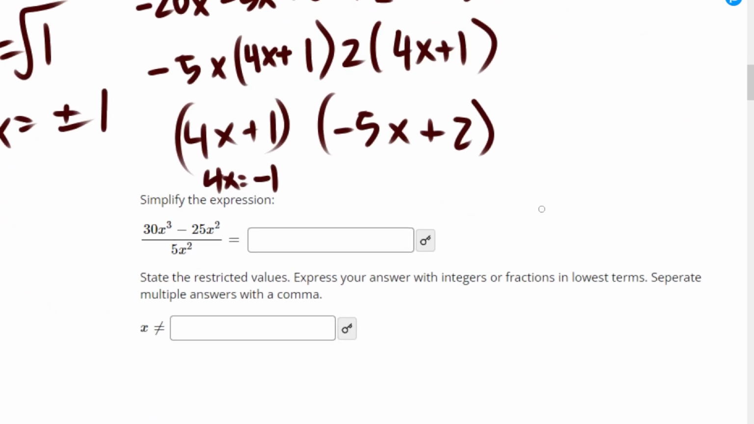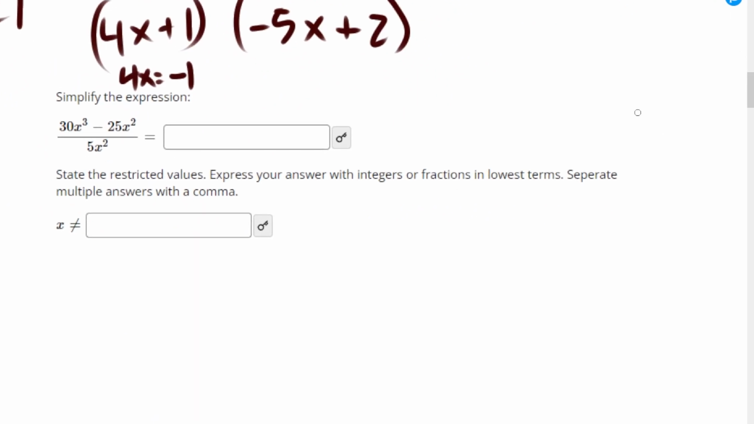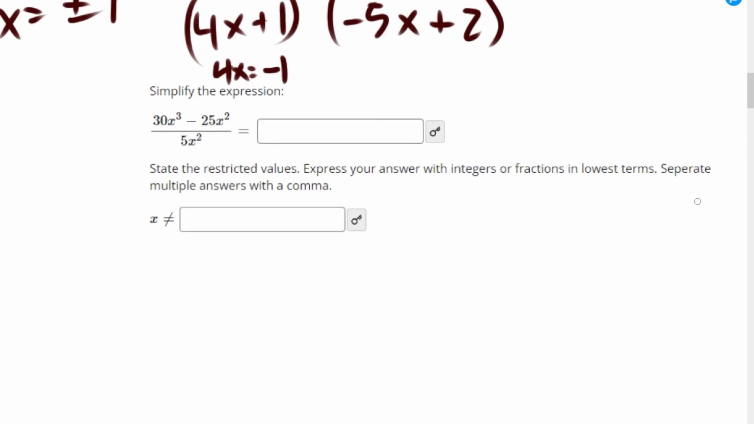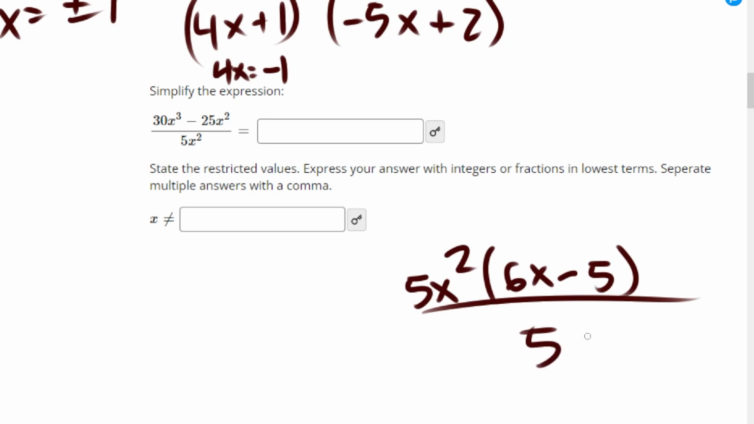This one says simplify the expression. And what a lot of students want to do first, and it would technically work for this problem, but it won't work for every problem, is they say, oh, well, here's a 5x, I can go from here and here, right? But that doesn't really work. We need to first factor. So we can take out a 5x squared from both of these. So we'll have 5x squared times 6x minus 5 over 5x squared.